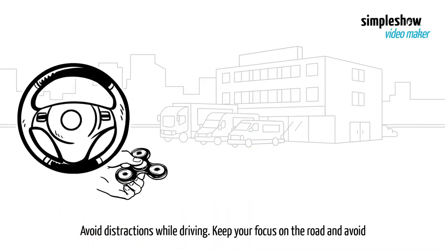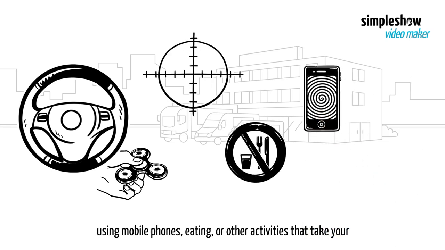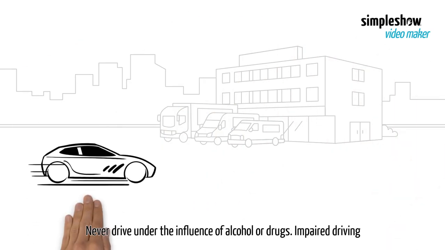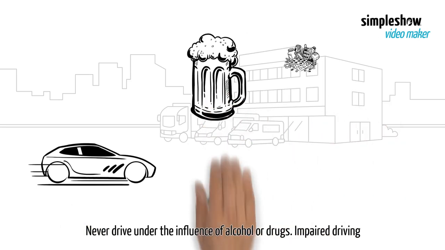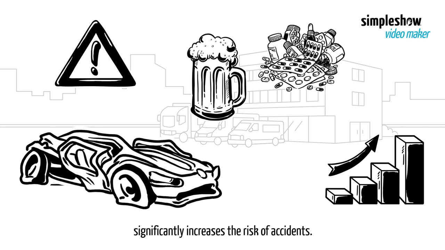Avoid distractions while driving. Keep your focus on the road and avoid using mobile phones, eating, or other activities that take your attention away from driving. Never drive under the influence of alcohol or drugs. Impaired driving significantly increases the risk of accidents.